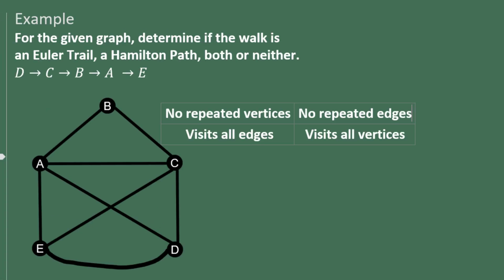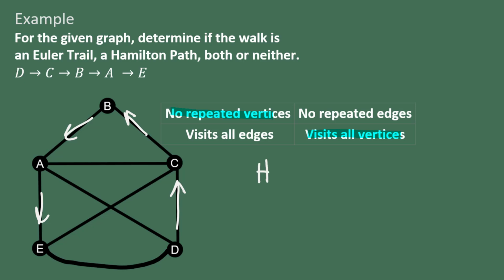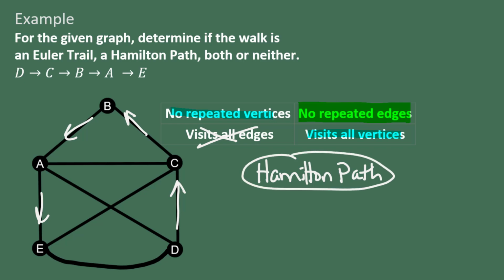Let's look at this example. For the given graph, determine if the walk is an Euler trail, a Hamilton path, both, or neither. We have a walk that goes from D to C, C to B, B to A, and A to E. We have no repeated vertices, and we visit all the vertices. So that tells me that we have a Hamilton path. While it is true that we have no repeated edges, it is not the case that we visit all the edges. So this is only a Hamilton path and not an Euler trail.